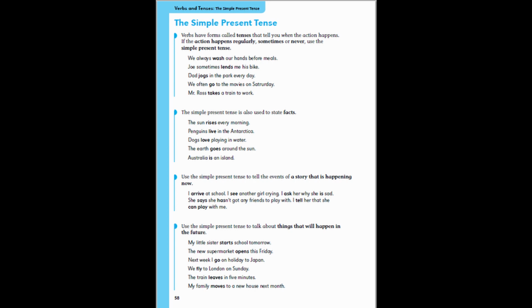So for example, the new supermarket opens this Friday. All right. Now this sentence might seem a little bit odd to you right now, but once you add more information onto it, the new supermarket opens this Friday. Do you want to go shopping right now, or do you want to go shopping later? You can add different questions, different information for it to make sense, but grammatically, this is correct.